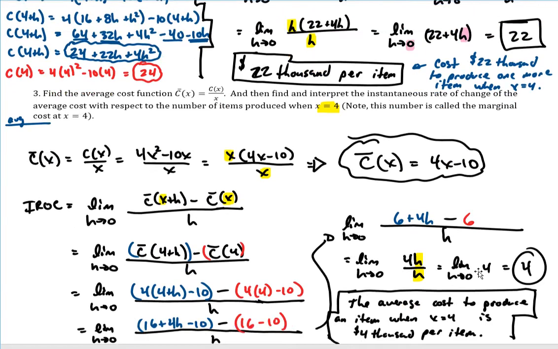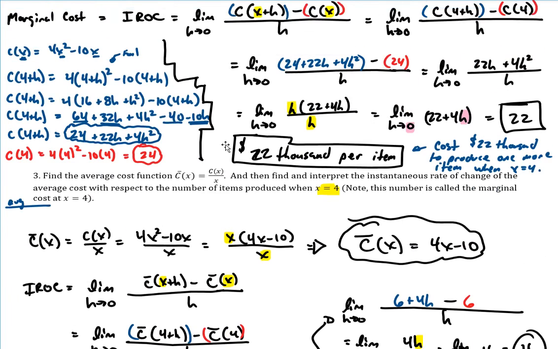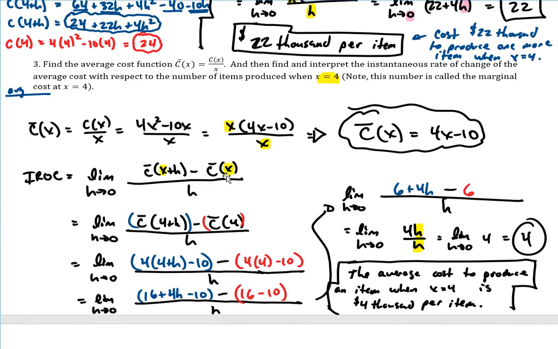Either way, whenever you get a rate, still just think it's something per something. So it's cost per item in this example. The cost was in dollar amounts of thousands, and then per was the item. So something thousands of dollars per item is what these are interpreted as. So it's really just making sure we know the units well.